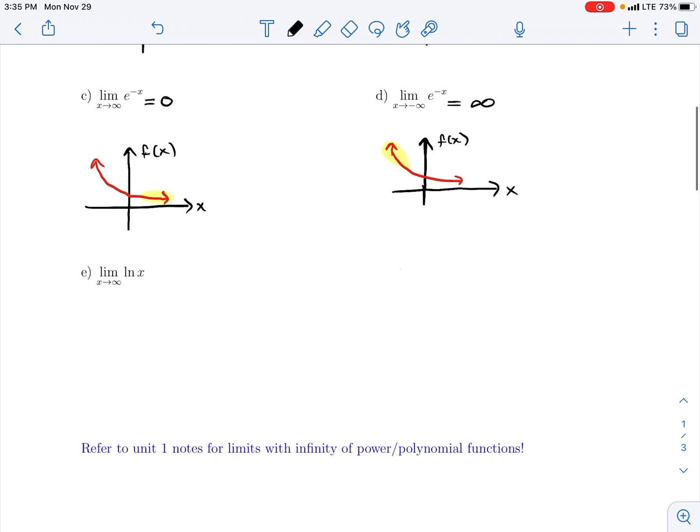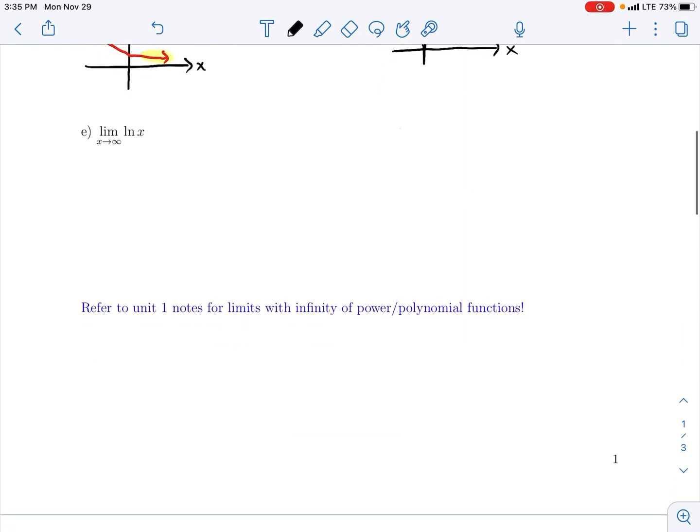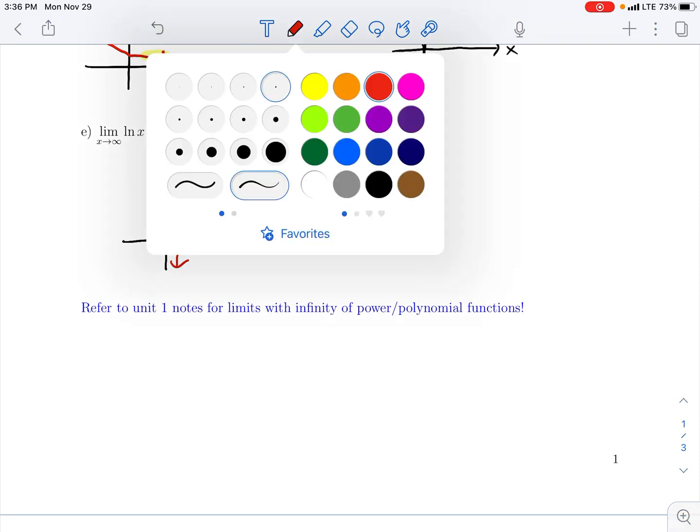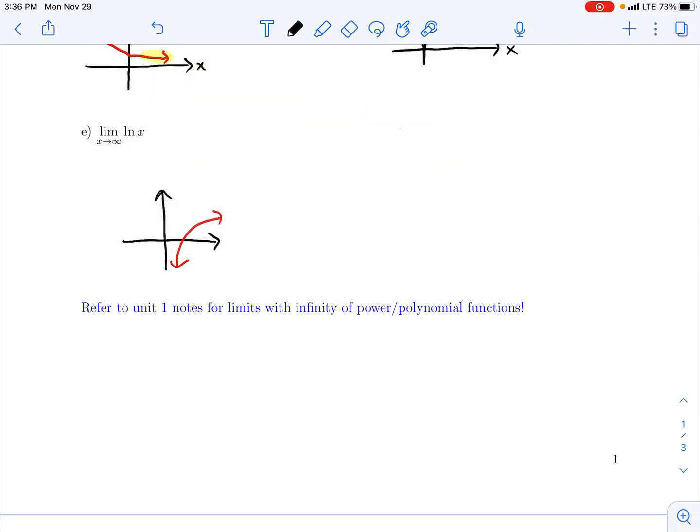Okay, and so last but not least, I want to know the general shape of my natural log function. Okay, so this is the general shape of my natural log function. It looks something like this. Okay, and so what's happening as x is getting bigger? What's happening to my output values or my function values? Well, they're also getting bigger, and so therefore the limit as x approaches infinity of ln of x is equal to infinity.